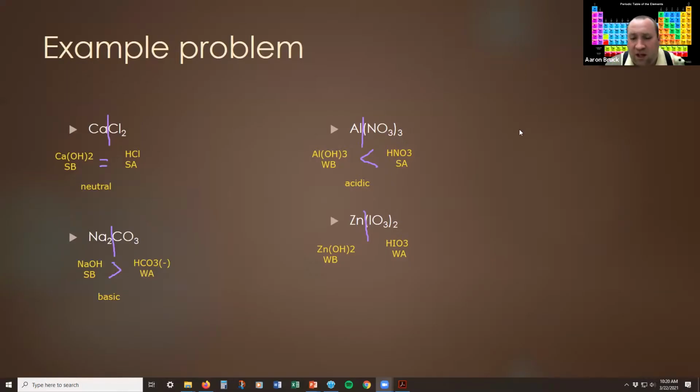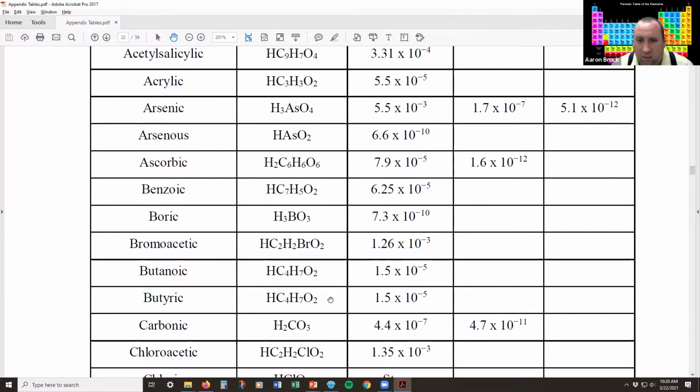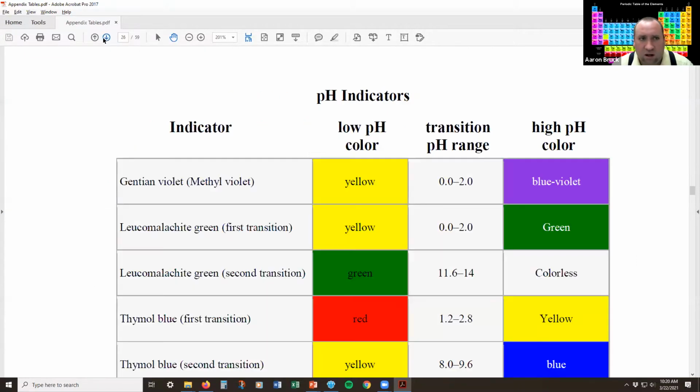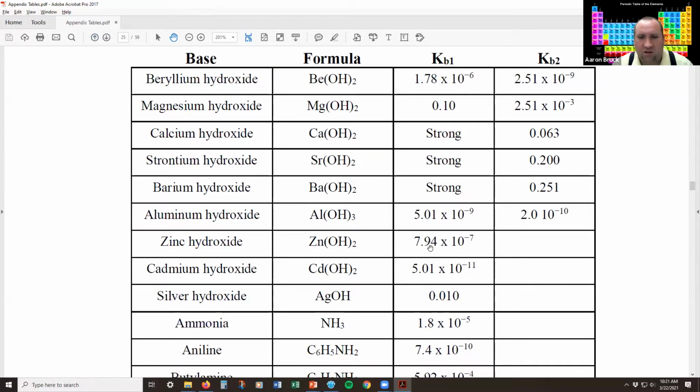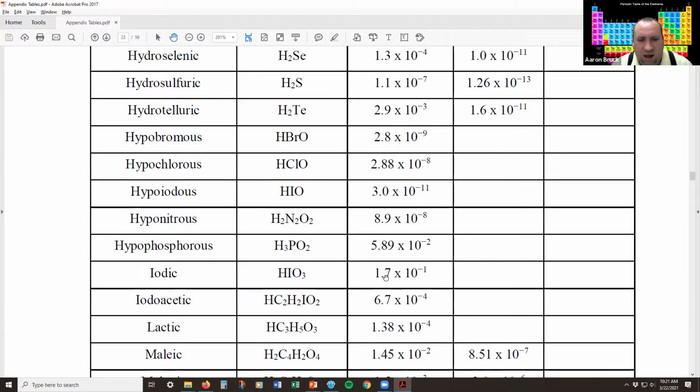Now, there are a variety of different places that you can get these values. Our book has some of them. The appendix tables have a number of them as well. So I'm going to go there first and foremost. So I need zinc, and not the zinc ion. I'm actually going to be looking for zinc hydroxide here. Went past it. Zinc hydroxide has a Kb of 7.94 times 10 to the negative 7th. By comparison, iodic acid has a Ka of 1.7 times 10 to the negative 1st.